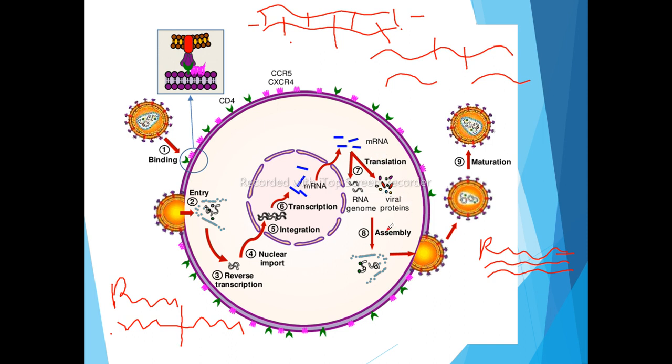These proteins now are going to assemble. Once they assemble, the new virion will be formed, and an immature virus will bud out of the cell and get matured. Once it's mature, it is going to infect other CD4 positive cells. So there will be billions and billions of replications of the HIV virus.